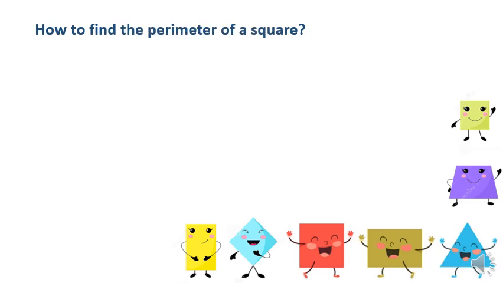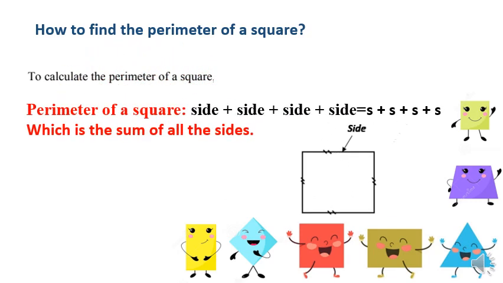Now, how to find the perimeter of a square? We said that the perimeter is to add the sides. We add side plus side plus side plus side. Okay, S stands for the side. We can write the abbreviation of the word side as the letter S.